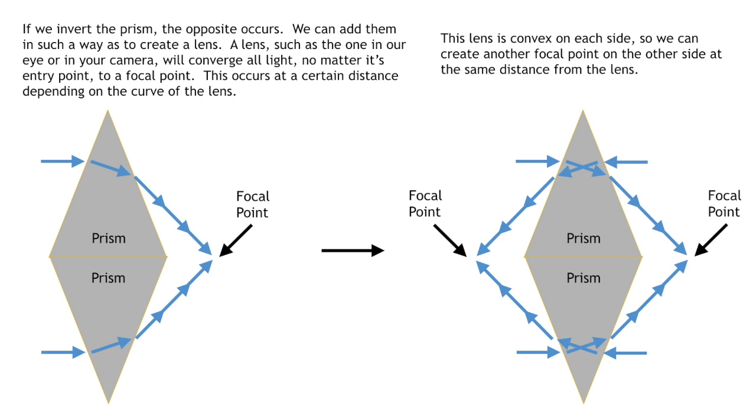So this lens is a convex lens on each side. We call it a biconvex lens. So we can create another focal point on the other side, just like we talked about.